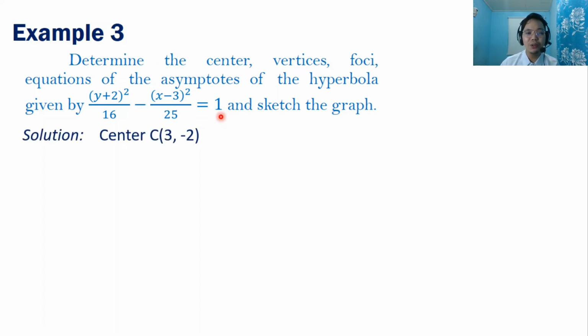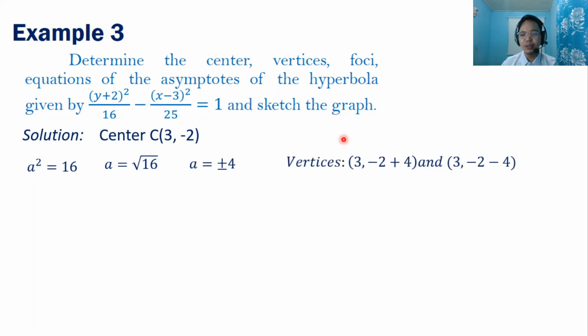So for our solution, ang una natin kukunin yung center. That is 3, negative 2. Then, find the value of a. A squared is equal to 16, therefore a is positive negative 4. So dito sa equation pa lang malalaman na natin kung nasaan ang ating transverse axis. Dahil y term yung positive, that will be our transverse axis, the y axis.